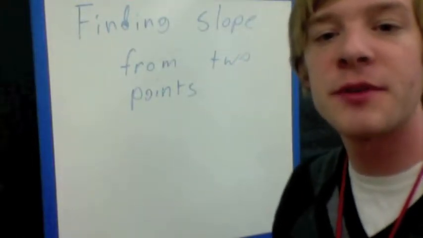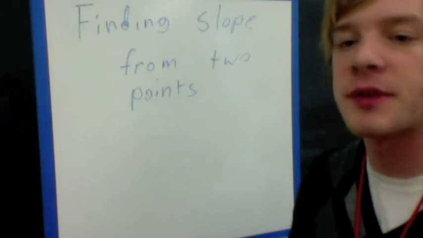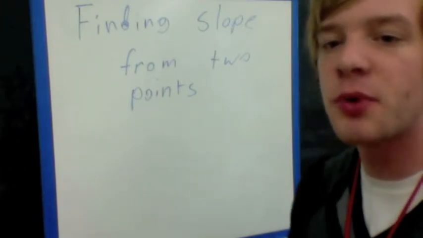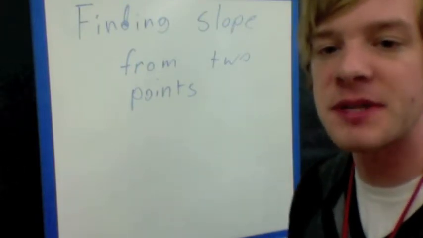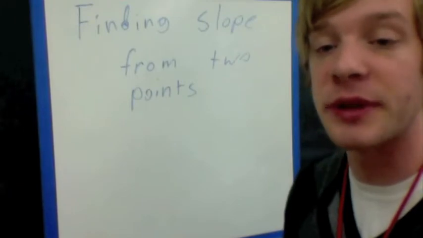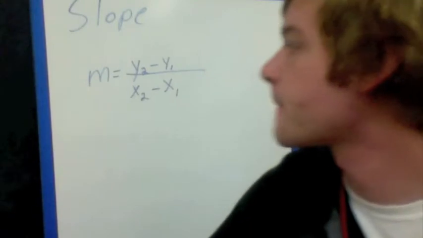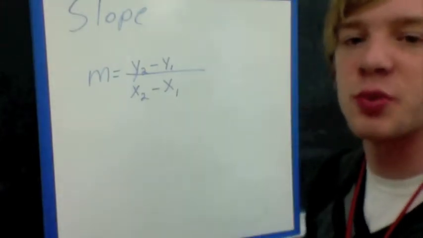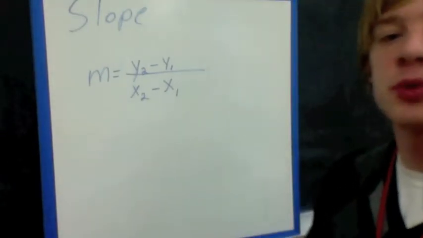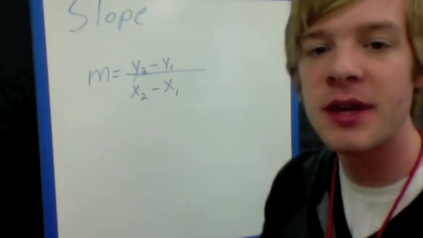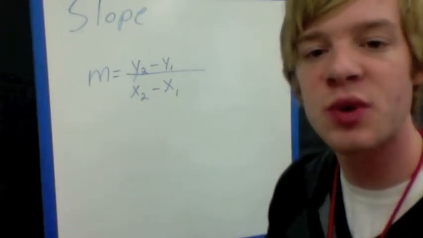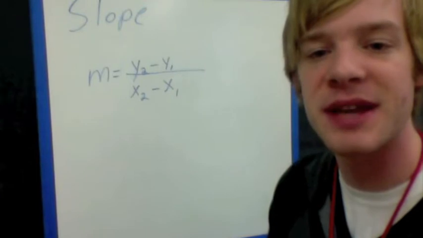Hi there, we're going to be finding slope from 2 points. So we are given 2 points like we've been seeing, and we're going to need to find the slope between them. This is the equation we're going to use. We have m, which we should remember represents slope, equals y2 minus y1 over x2 minus x1.